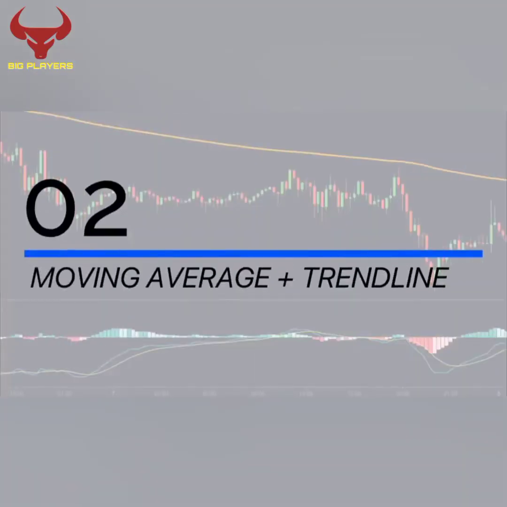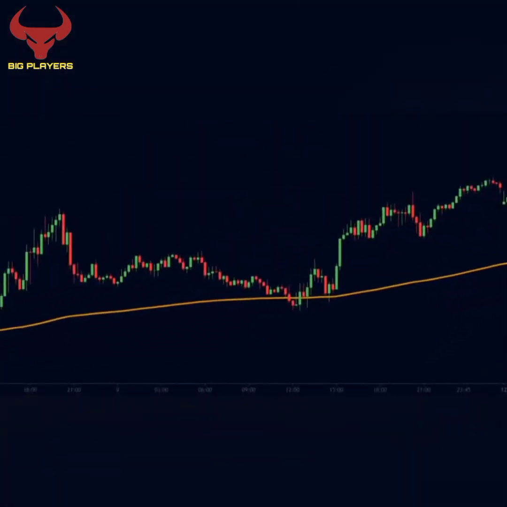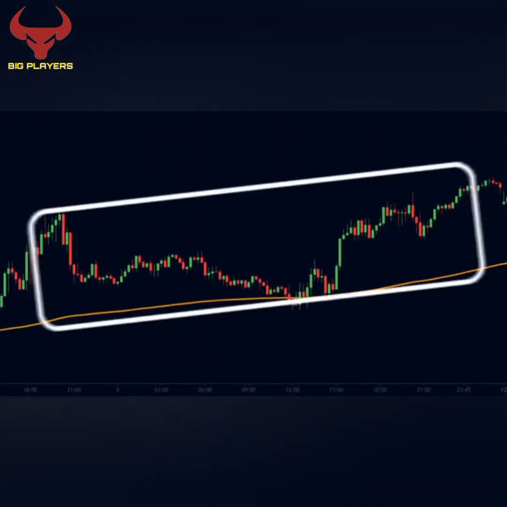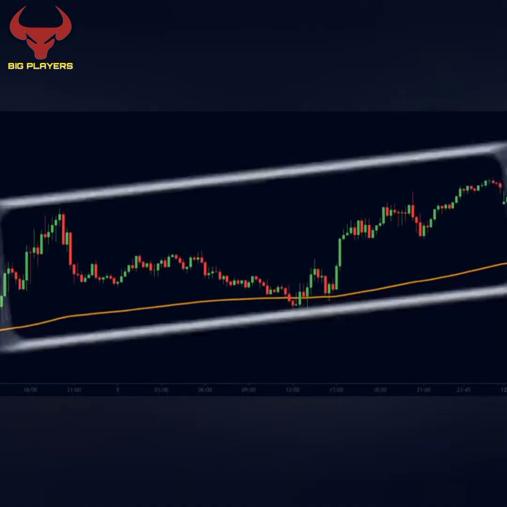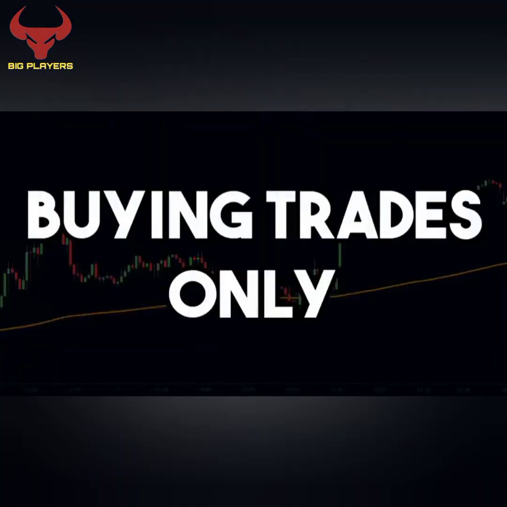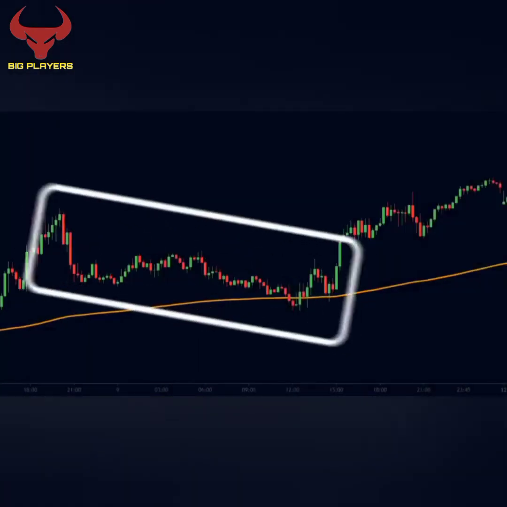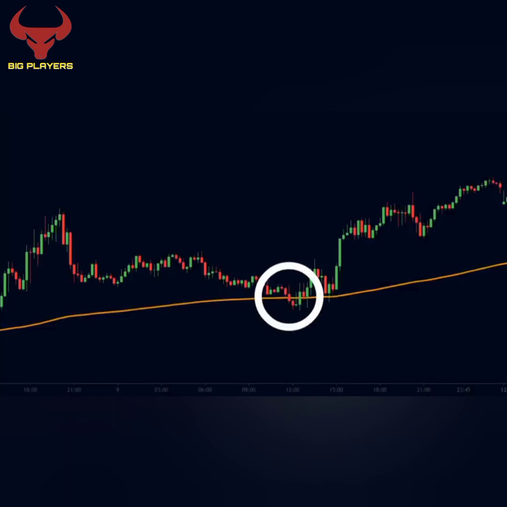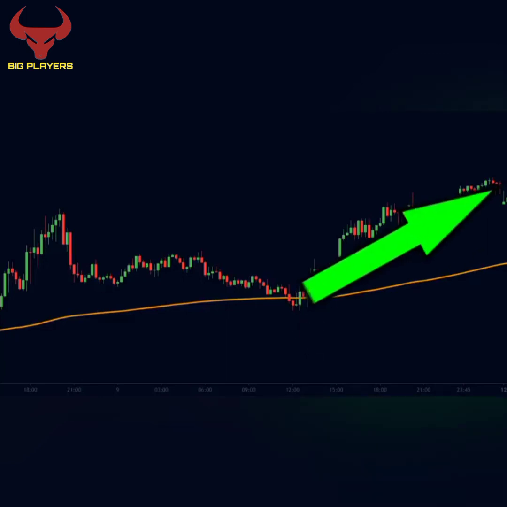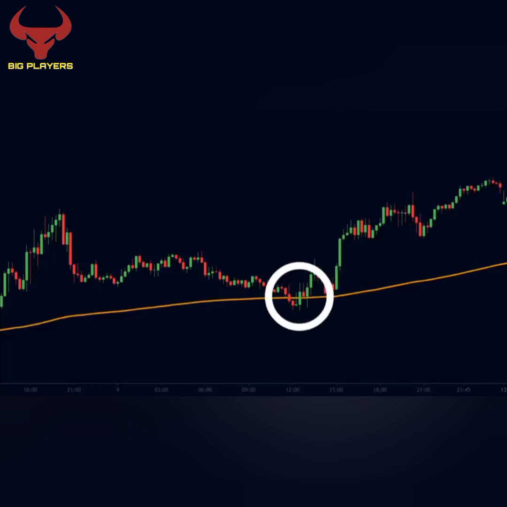Another trading strategy for the moving average is by combining it with trend line. So on this chart we can clearly see that the price is trading above the 200 EMA. So we will look for buying setups only. Here is a strong pullback in price, and the price touches the 200 EMA. At this point we know that the 200 EMA provides support to the price, and the price may bounce off this EMA. So we want to buy here.